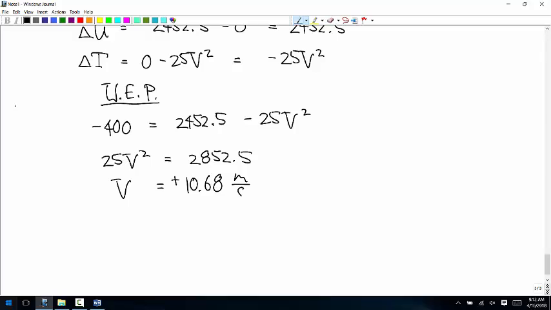10.68 meters per second. Okay, so does it make sense that if the friction on the hill is stripping energy away as it's going up the hill, you'd have to have a higher speed on the flat to make it to the top? Yeah, that makes sense. So, yes.